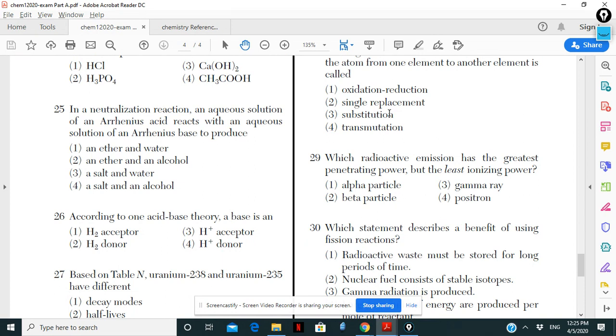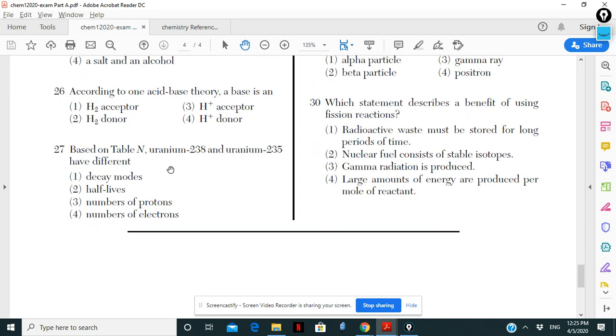Question number 25. In a neutralization reaction, an aqueous solution of an Arrhenius acid reacts with an aqueous solution of an Arrhenius base to produce, we said, acid plus base gives water plus salt. An ether and water, no. An ether and alcohol, no. A salt and water, so the answer is 3.